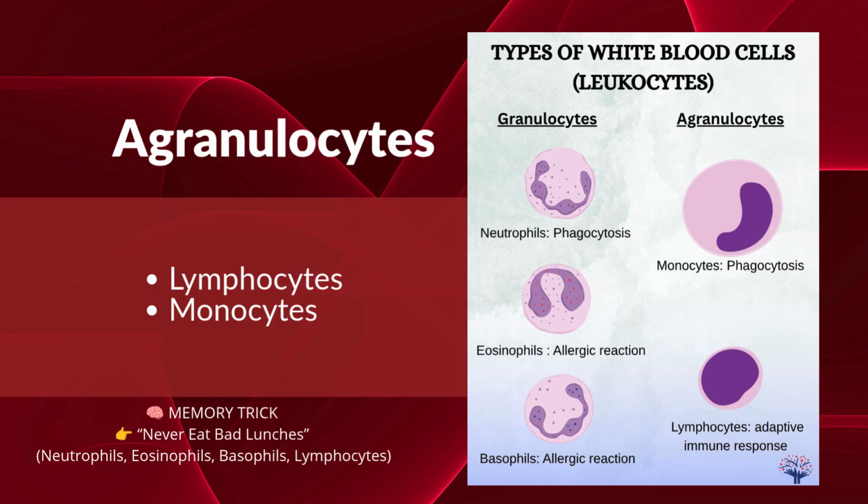Reactive lymphs are seen in viral infections, and this would fall underneath our monocytes. Monocytosis is there because of chronic inflammation or CMML. And one other memory trick: monocytes rise during cleanup and chronic problems.